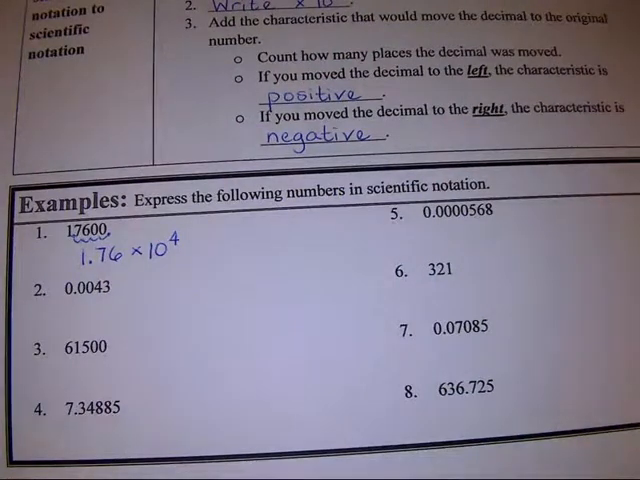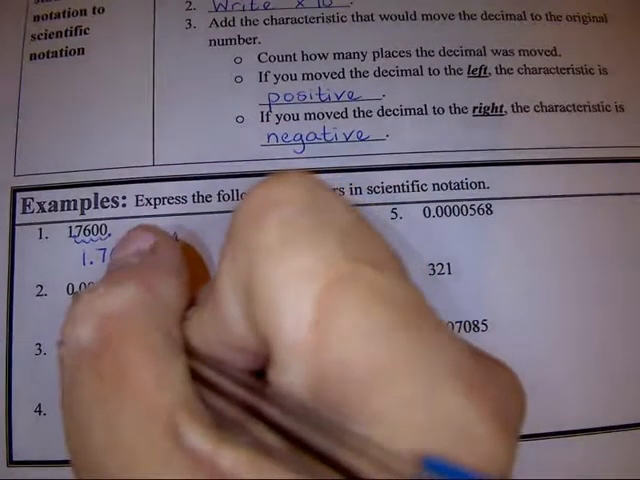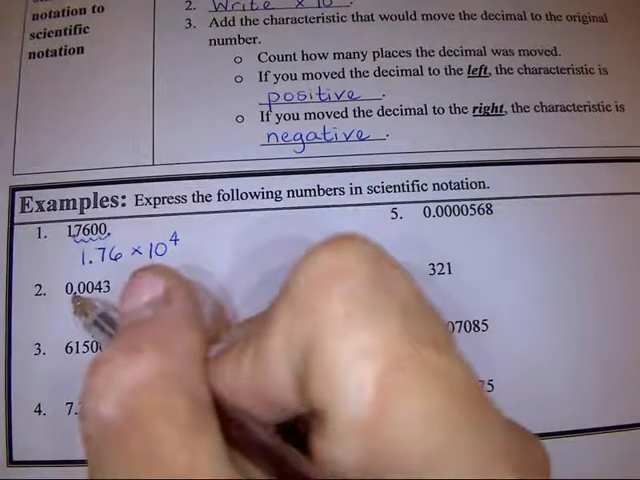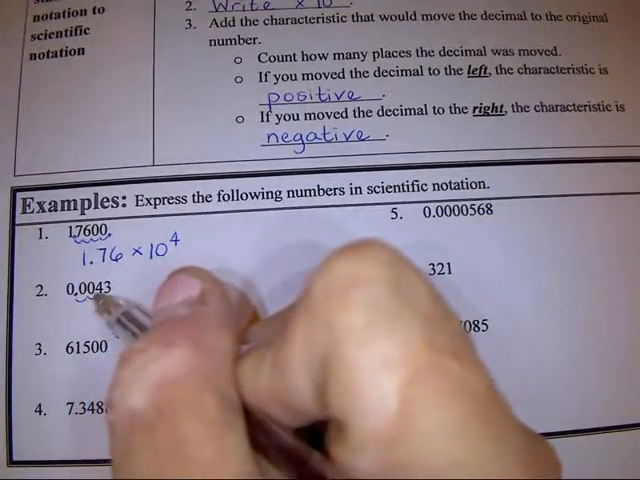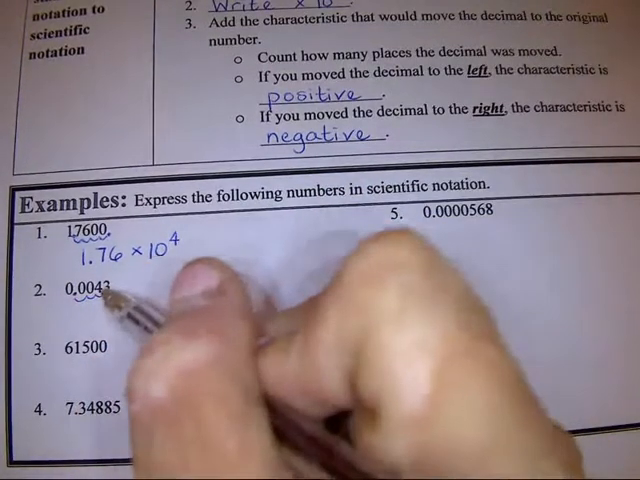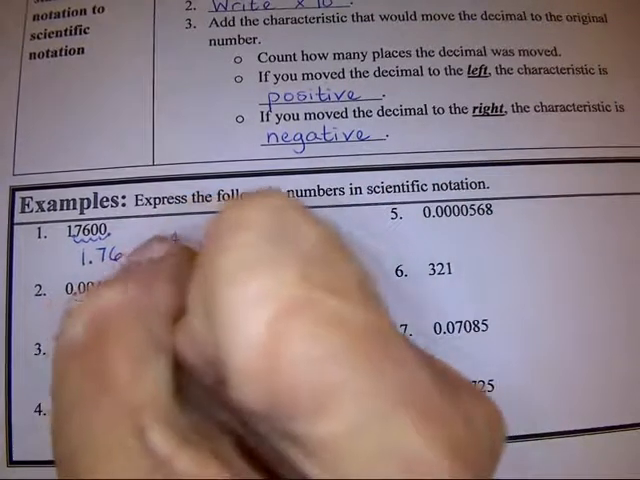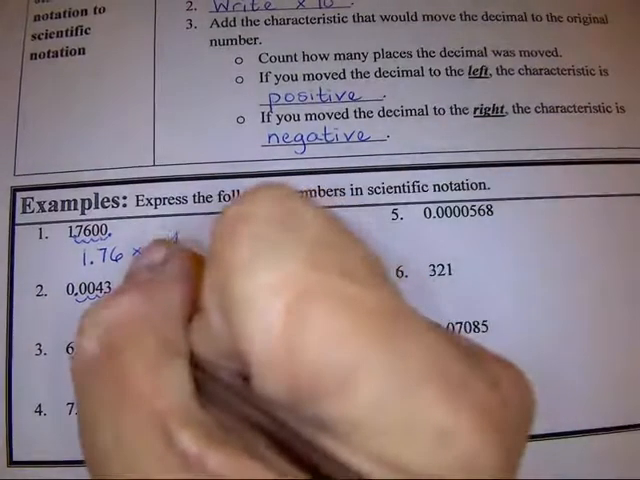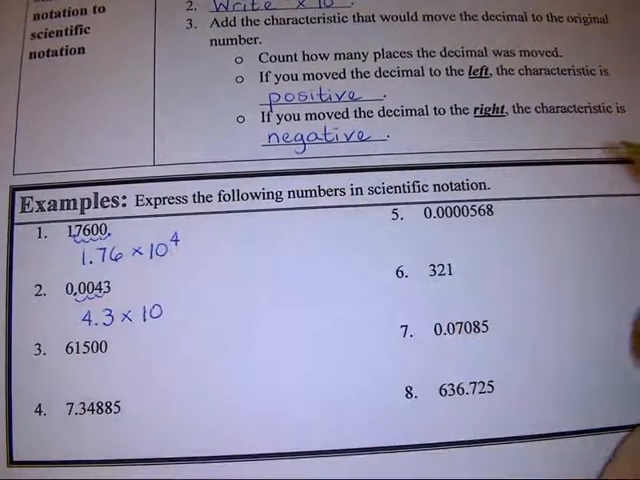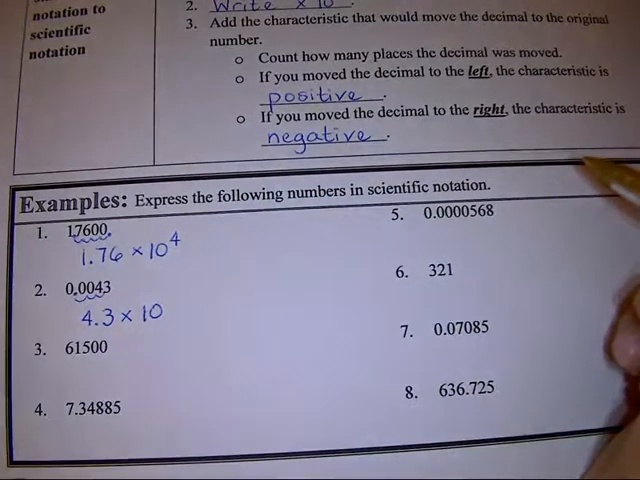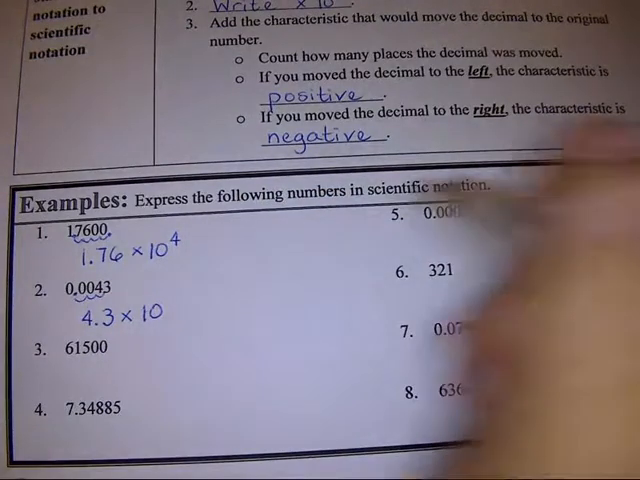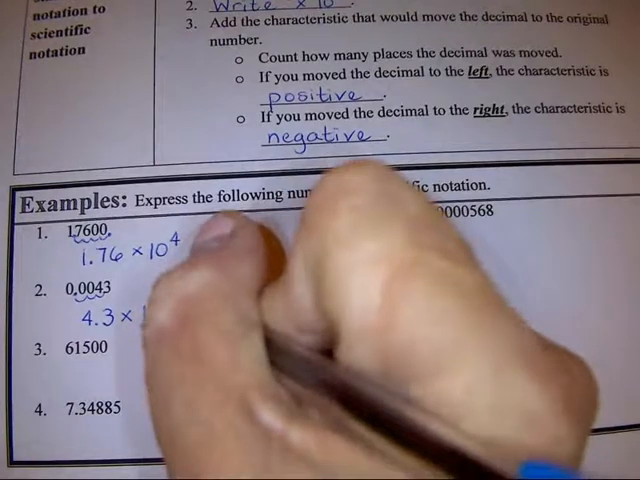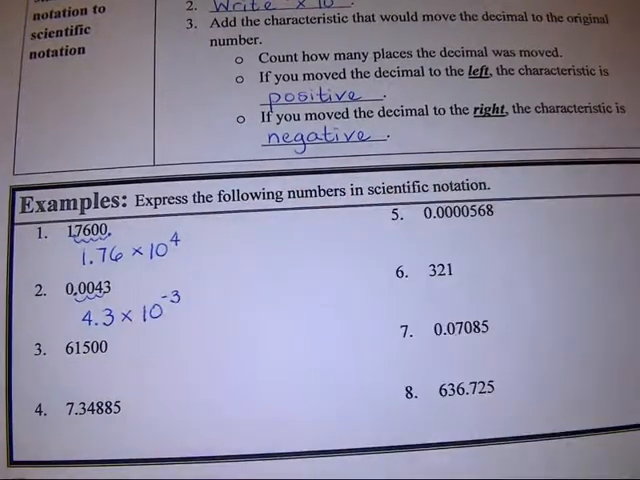Number 2, 0.0043. This original decimal point right here, we're going to move it to the right so that it moves to 4.3. Again, this mantissa is between 1 and 10. Write down times 10. We've moved the decimal 3 places, and we moved it to the right, so your characteristic is a negative number.